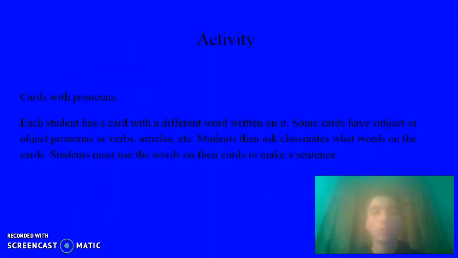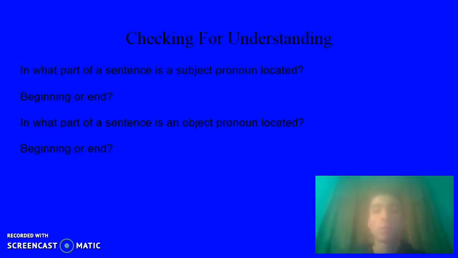For the activity, each student is given a card with either a subject, object pronoun, or verb or article written on it. Students must ask their classmates what word is written on their card, and they must try to make a sentence and then write the sentences down. The purpose of this activity is to make the students think of how to ask each other for information and put it together.